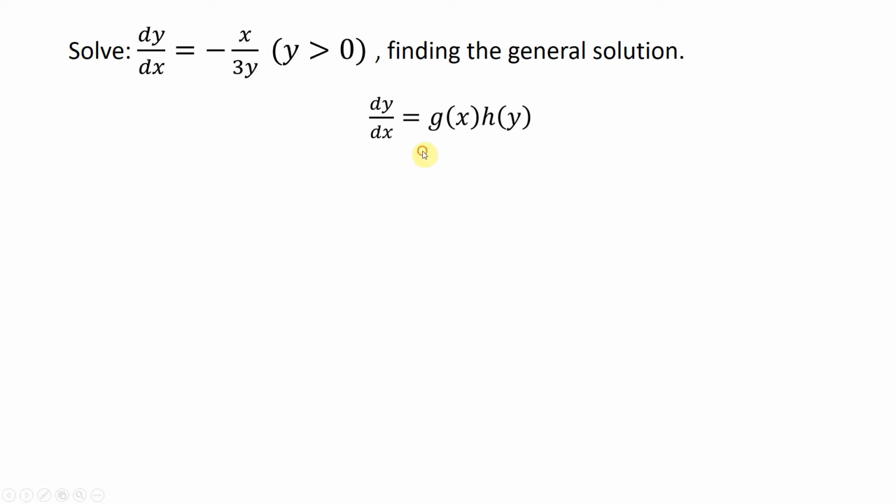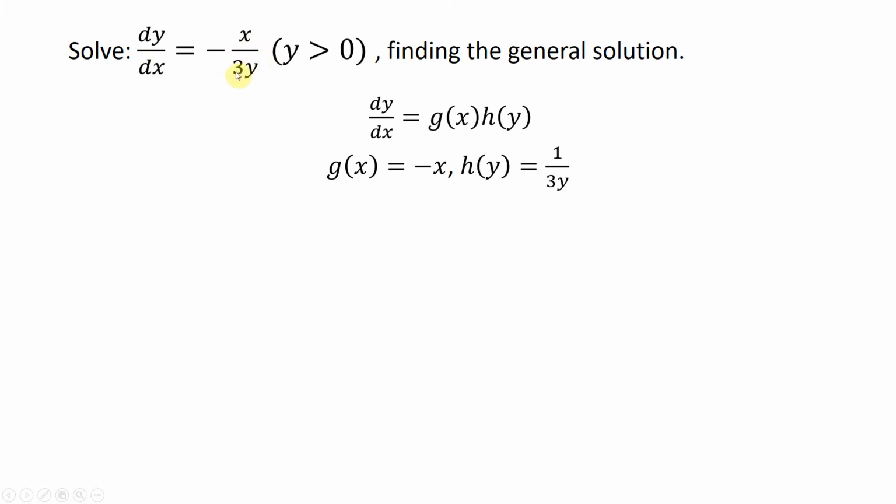This is of the form dy by dx is a function of x times or divided by a function of y. In this case, the function of x is going to be the minus x, and the function of y is going to be the 3y. So that's the first thing you need to do, is identify what the function of x is and what the function of y is. And then what you're going to have to do is try and get all the y terms on the left side of the equation, and the x terms on the right side.